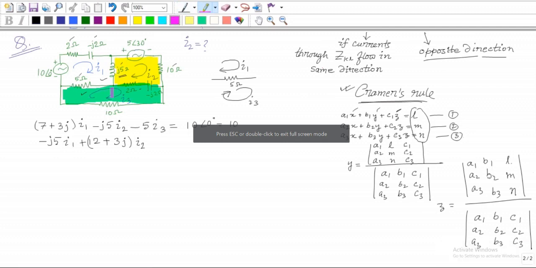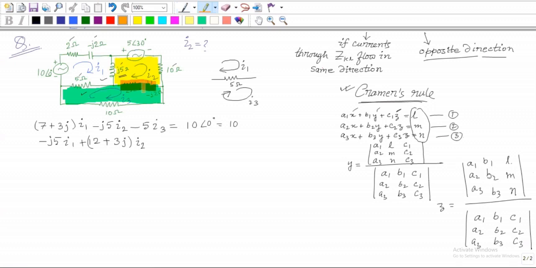Where is the common element? This is the common. 2 minus j2. That is the common element, right? So what do we write? 2 minus j. There is a negative sign because I2 and I3 are flowing in opposite direction, multiplied by I3.